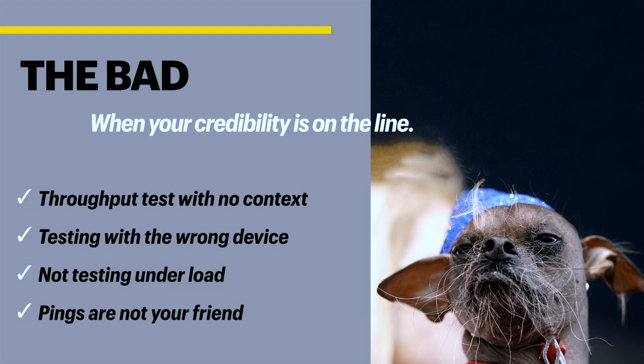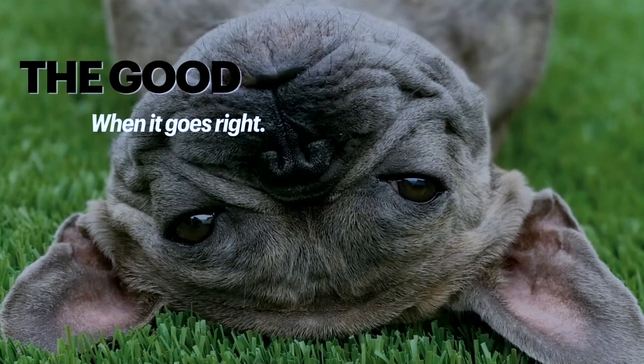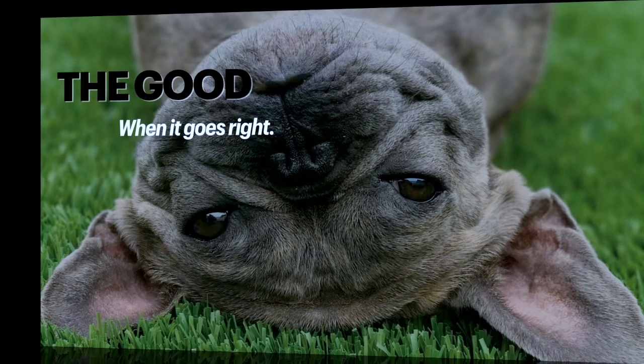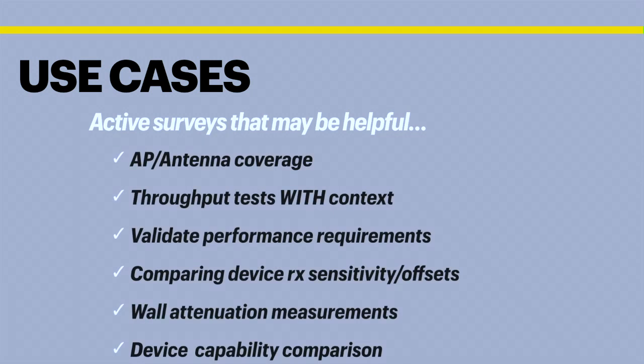But what are some examples of active surveys that can have some value? Things that I've done that I think are good in context, right? They actually give me the data that I need, are things like AP and antenna coverage. That's the most common one, right? You place an AP, you set the channel, you set your power where you think you're going to be, maybe even different power levels so you can try different things, and you walk to see what is the coverage pattern of this AP.